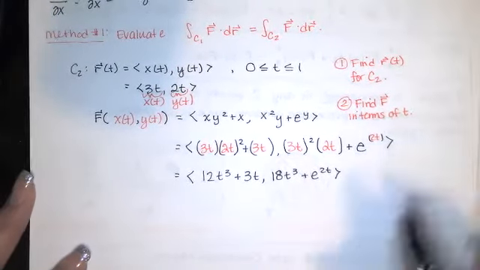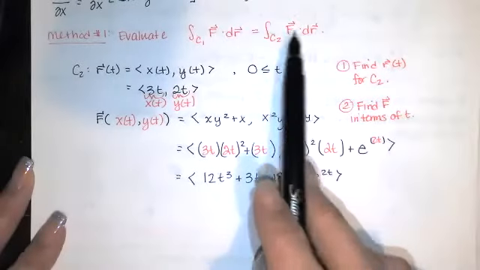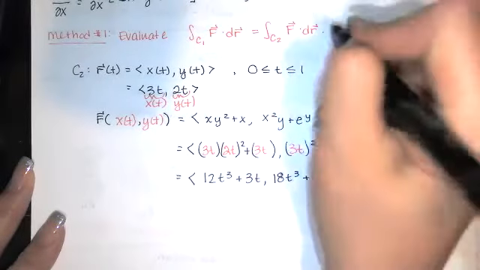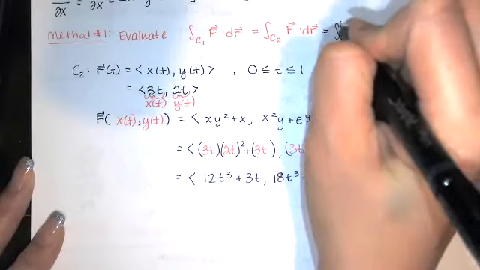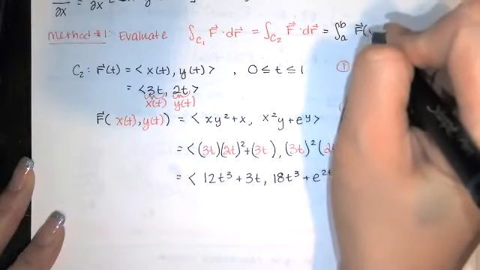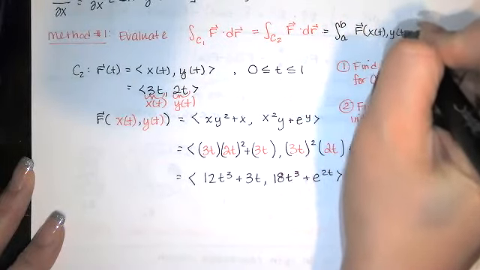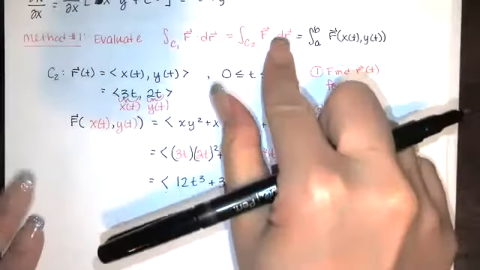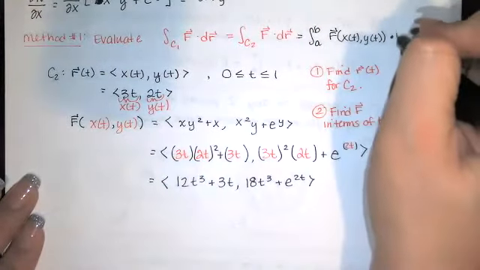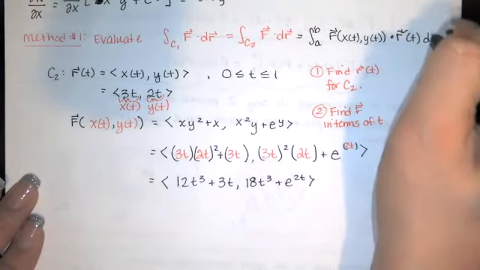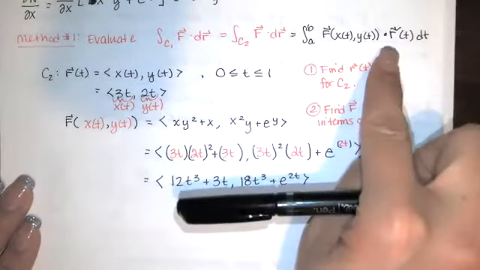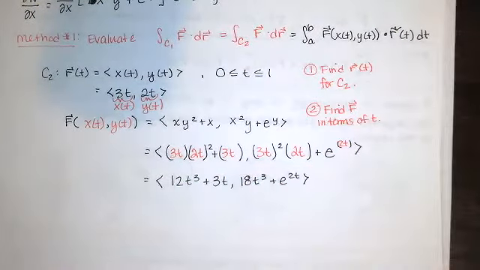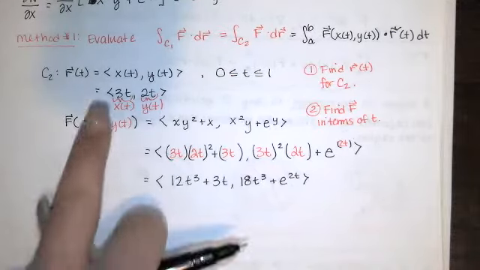And then the next thing I need to do, remember to evaluate this, this will be the integral from a to b of f, evaluated at x of t, y of t. And remember, dr is r prime of t dt. So we need to find r prime, and we need to dot it with f, where f is written in terms of t. Well, r is pretty simple.